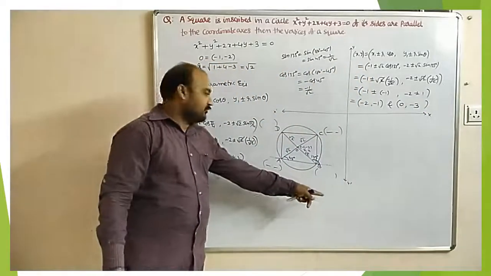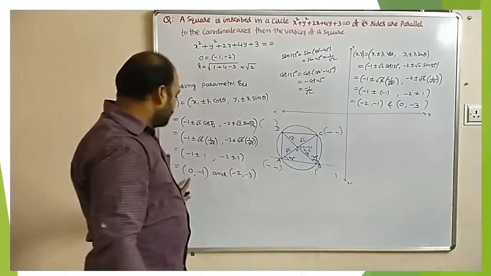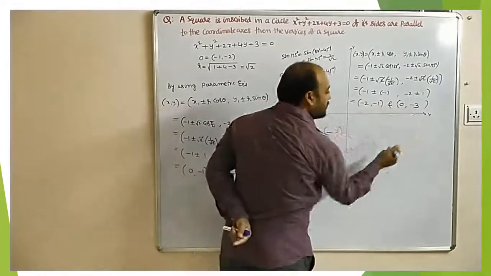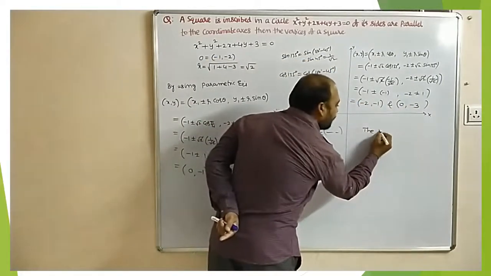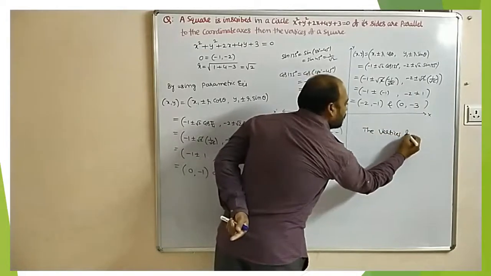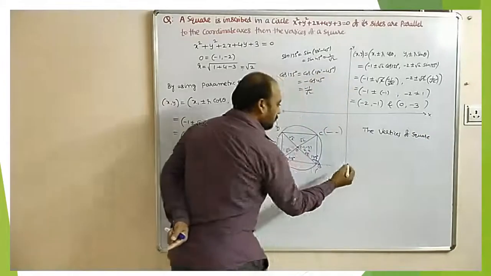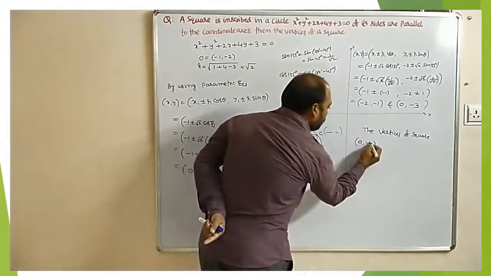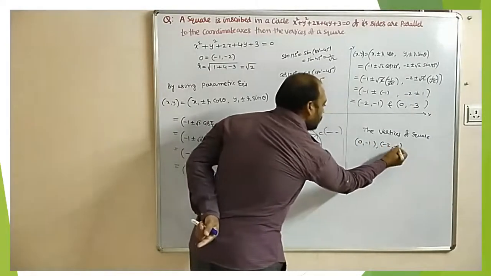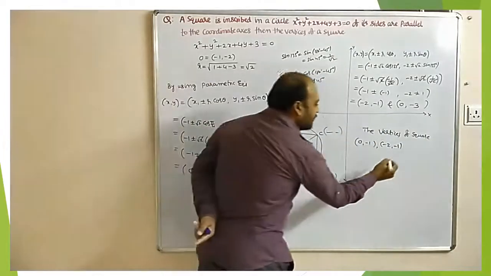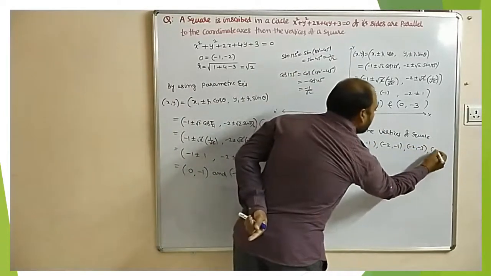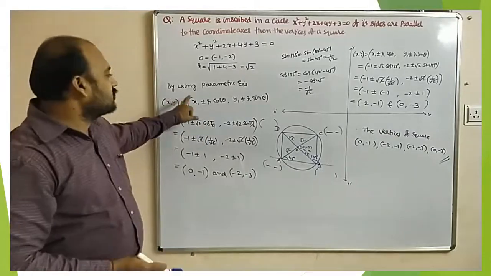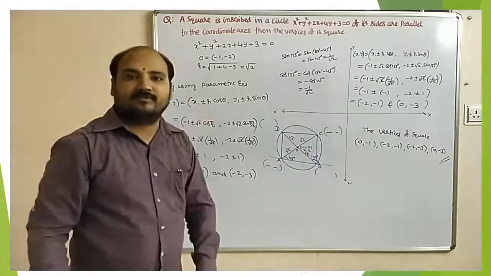So now the B coordinates and D coordinates we got, based on that points: 0, minus 1, minus 2, minus 3. Therefore, 0, minus 3, minus 2, minus 1. The vertices of the square are 0, minus 1 and minus 2, minus 1, and minus 2, minus 3, and 0, minus 3. These are the vertices of the square, which is described by using parametric equations.